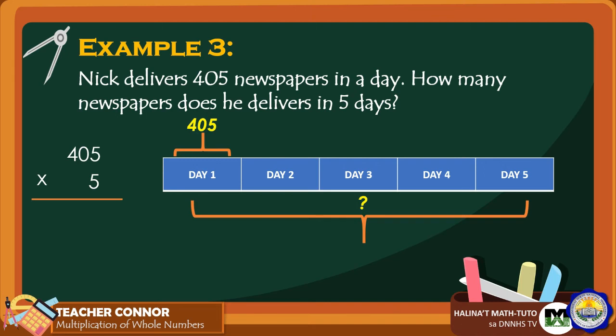So, we can have 5 times 5 is equal to 25. Write down 5 and carry 2. 0 times 5 is 0. Plus 2 is 2. 4 times 5 is 20. Write down 20. Therefore, Nick can deliver 2,025 newspapers in 5 days.